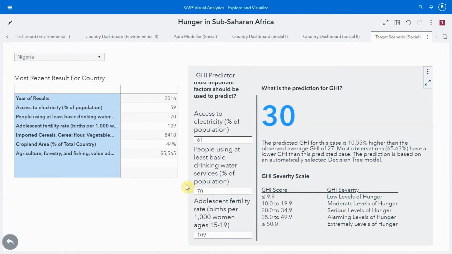Here we can see that the model shows Nigeria's GHI is at the higher end of the serious range. Now, let's say the government wants to understand the effect of increasing access to electricity and basic drinking water, whilst decreasing adolescent fertility rate. We can see that our predicted GHI is reduced. Clearly, experimenting with different combinations of these metrics can help policymakers to set optimal targets aimed at reducing hunger.